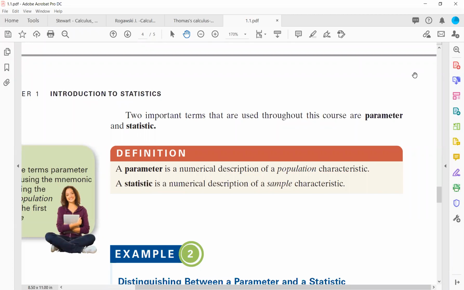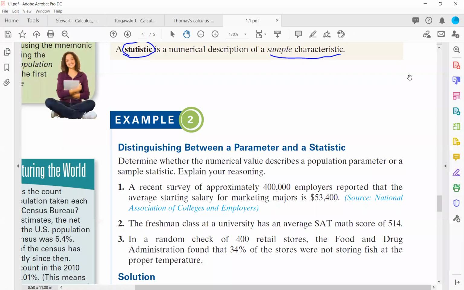When it comes to population characteristics like the mean, standard deviation, and variance, we refer to those characteristics as parameters. When it comes to a sample characteristic like mean, standard deviation, or variance, we are talking about a statistic of that sample. Let us take a look at some examples to feel more comfortable about parameter and statistic.